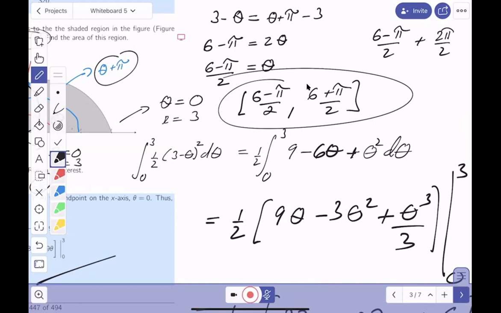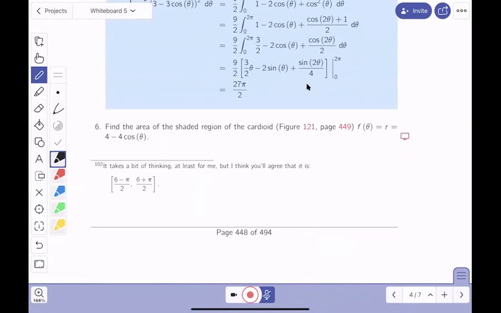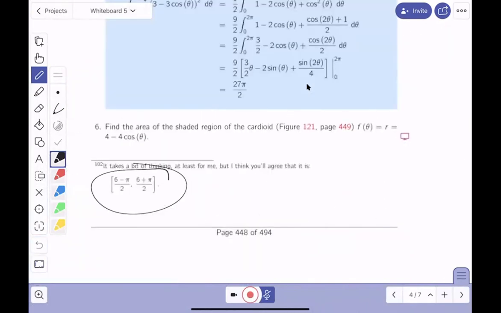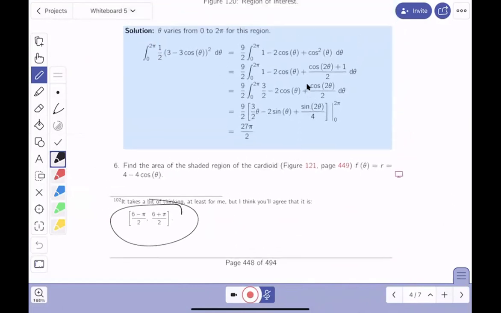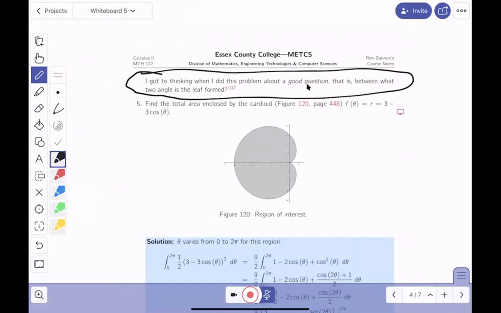Let's take a look at the key. That's 102. And what do I see? I see that answer over there. Let me just point out the 6 minus pi over 2, 6 plus pi over 2. All right. That takes thinking. I want to also point out you may want to play around with your computer algebra systems to draw the leaf between those two. And that's pretty easy to do.